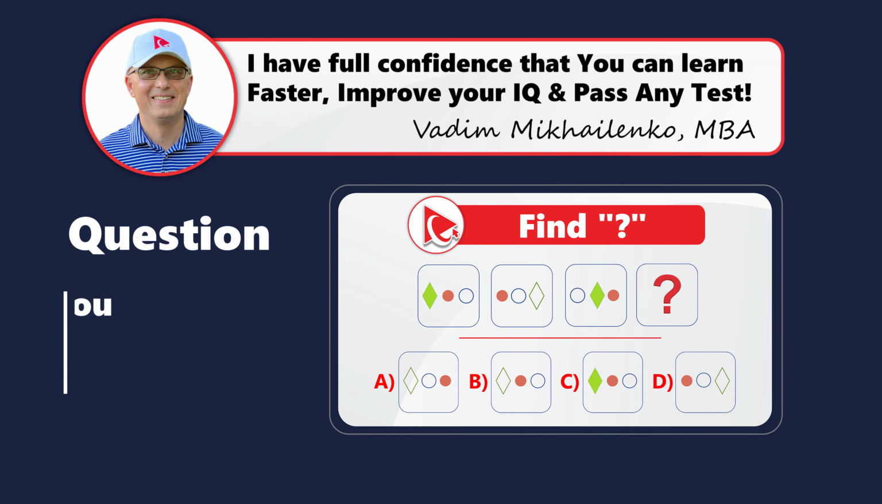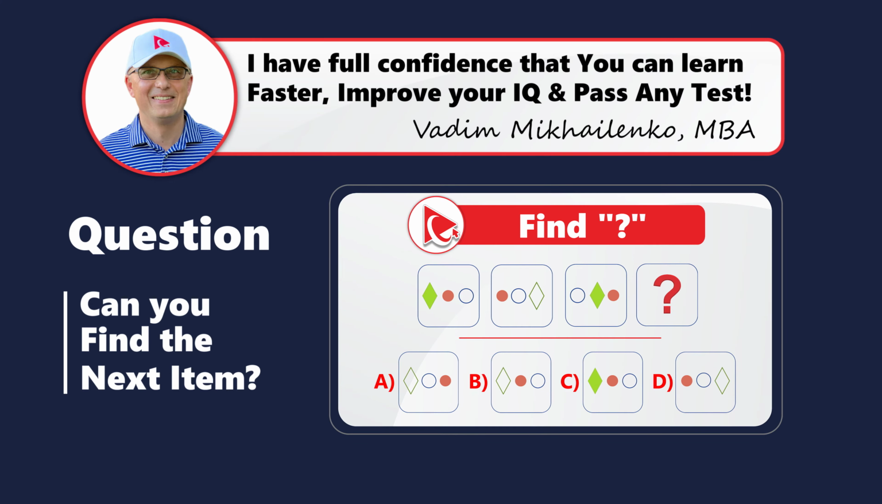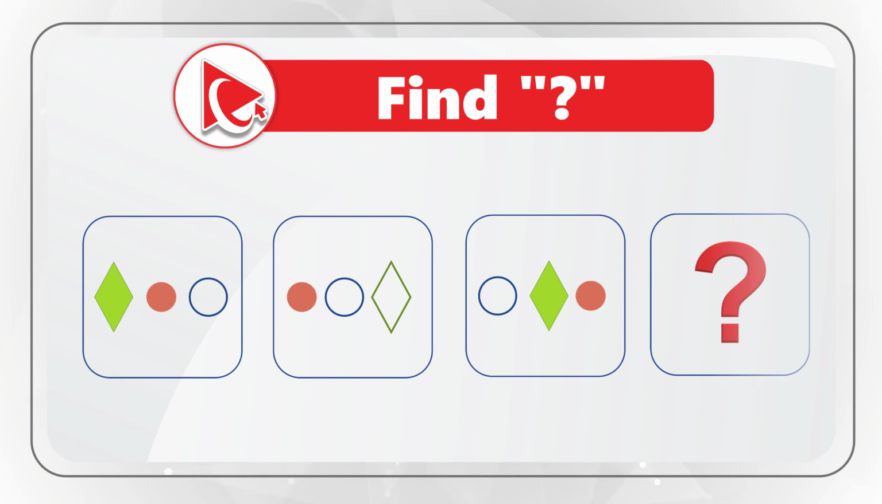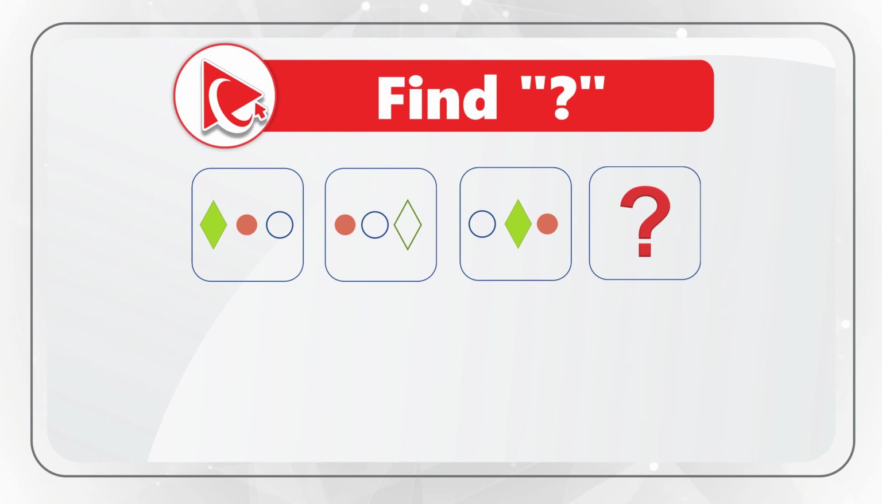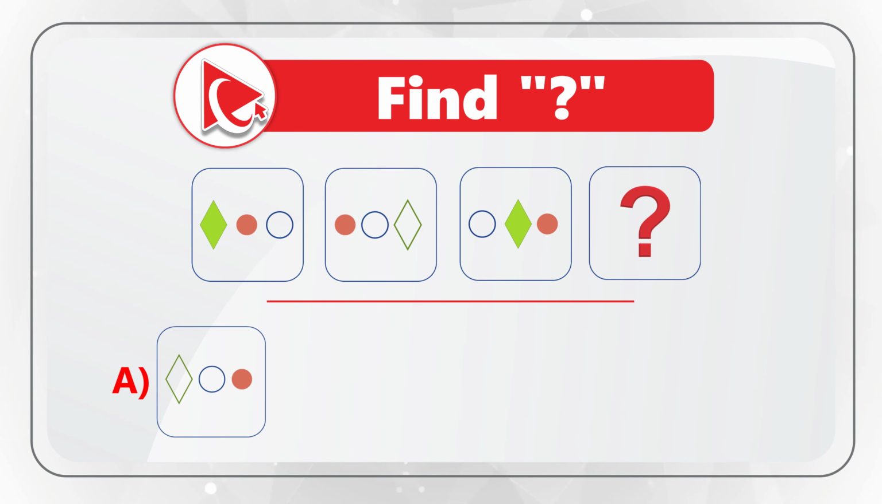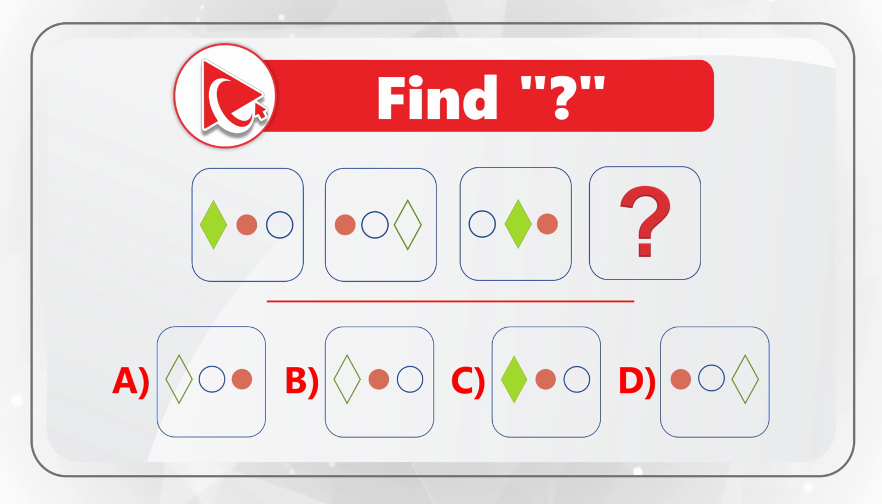Here's a phenomenal question where you need to determine the next item in the sequence. You're presented with the series of squares. Each square has different shapes inside. 3 squares do have shapes, and the 4th square is missing, and you need to select it out of 4 possible choices. The choices are A, B, C, and D. Take a close look to see if you can identify the missing item.